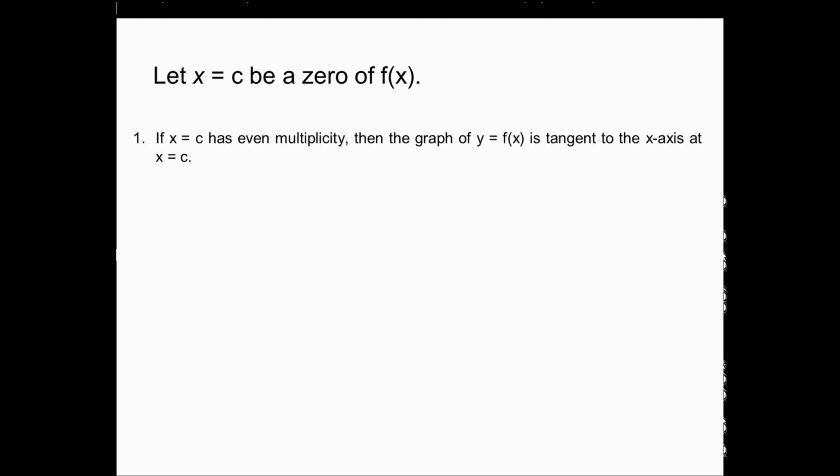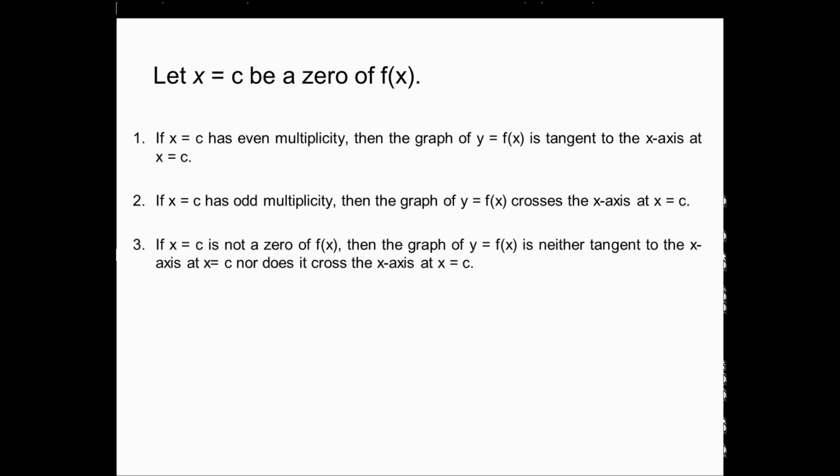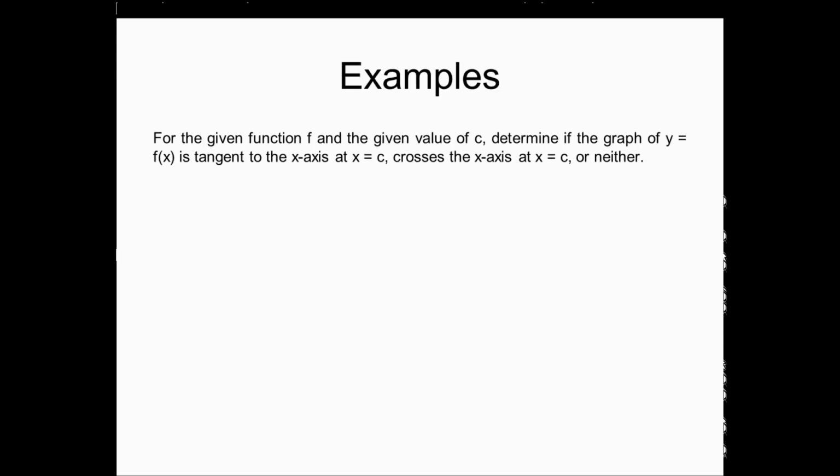So this little fact leads to: let x equals c be a 0 of f of x. Now this works even for non-polynomial functions. Number 1, if x equals c has even multiplicity, then the graph of y equal f of x is tangent to the x-axis at x equals c. And number 2, if x equals c has odd multiplicity, then the graph of y equal f of x crosses the x-axis at x equals c. So even is tangent, odd is crossing. If x equals c is not a 0 of f of x, then the graph of y equal f of x is neither tangent to the x-axis at x equals c, nor does it cross the x-axis at x equals c. So we have tangent, crossing, and neither.